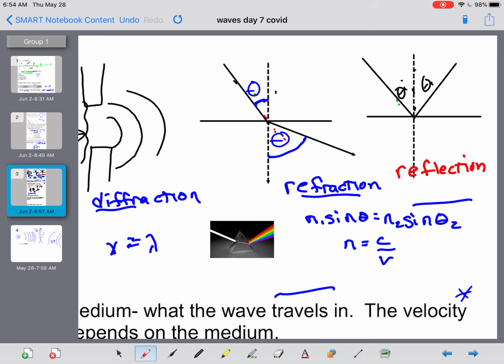Big thing to remember for that is the angle of incidence is equal to the angle of reflection. Angle in equals angle out. And that would be like a mirror. This last one is dispersion. And that is taking your white light and separating it into all the frequencies.